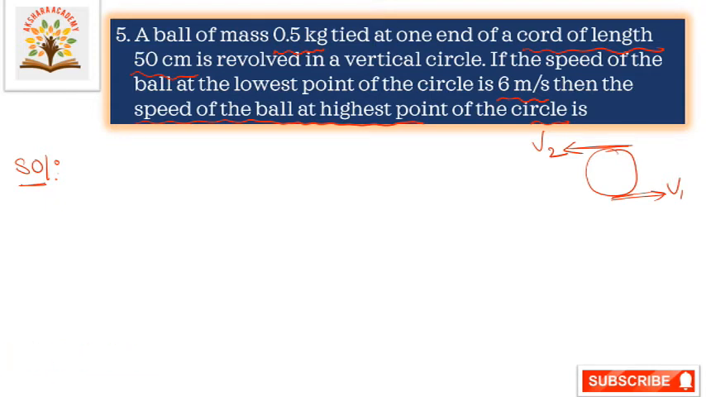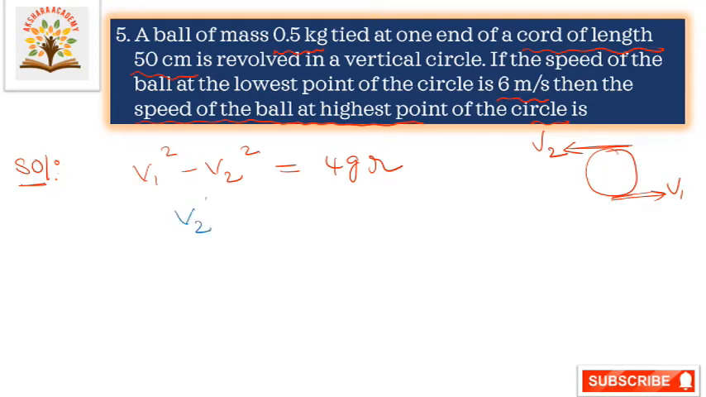This is a ball of mass 0.5 kilogram tied to one end of a cord of length 50 centimeters, and it is revolved in a vertical circle. Now here V1 square minus V2 square is equal to 4GR. Using the formula V square minus U square is equal to 2S, we are writing V1 square minus V2 square is equal to 4GR.